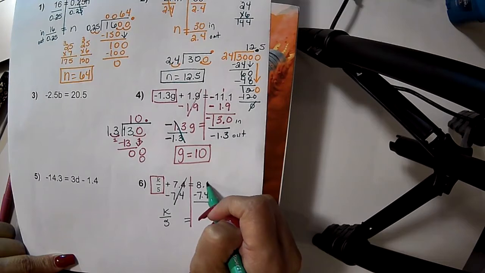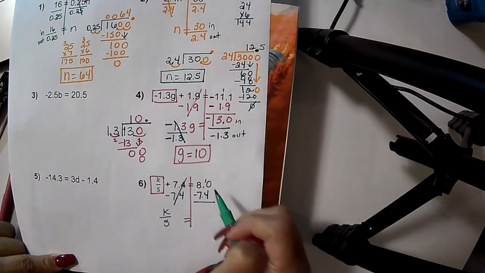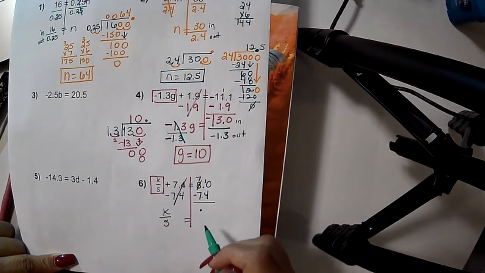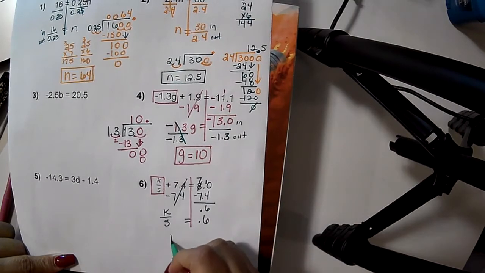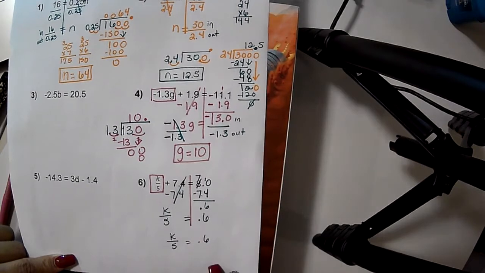I'm going to make this an 8.0 just so that I could subtract a little easier. This will become a 10. This will become a 7. So I have 0.6 left. I'm going to bring it a little lower here. So this is my new equation: k over 5 equals 0.6.